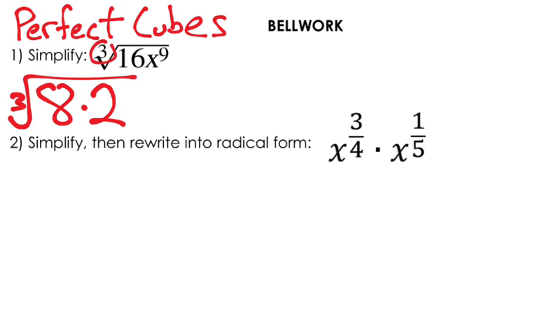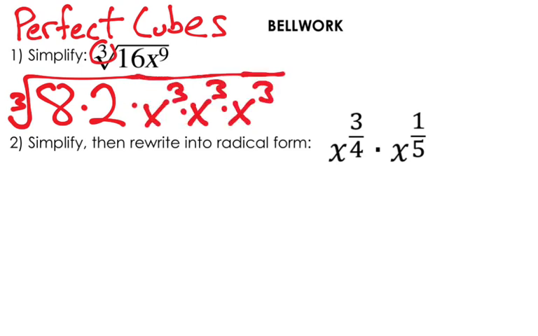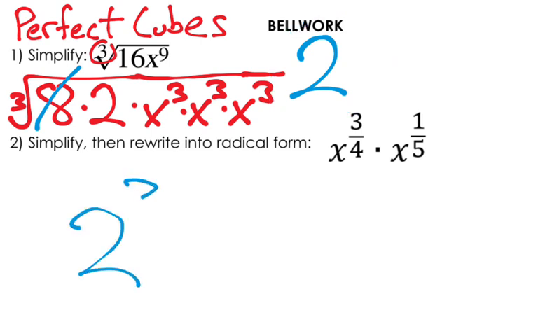So you take the cube root of 8 times 2, and then the x to the 9th power is going to be split into 3 groupings of x cubed, because again, we are trying to find the cube root, so we want groupings of 3 of these. And it just so happens we have 3 groupings of 3. So you can cancel out the cube root of 8, and that will give you 2, because the cube root of 8 is 2. 2 to the 3rd power is 8, because 2 times 2 times 2 is 8.